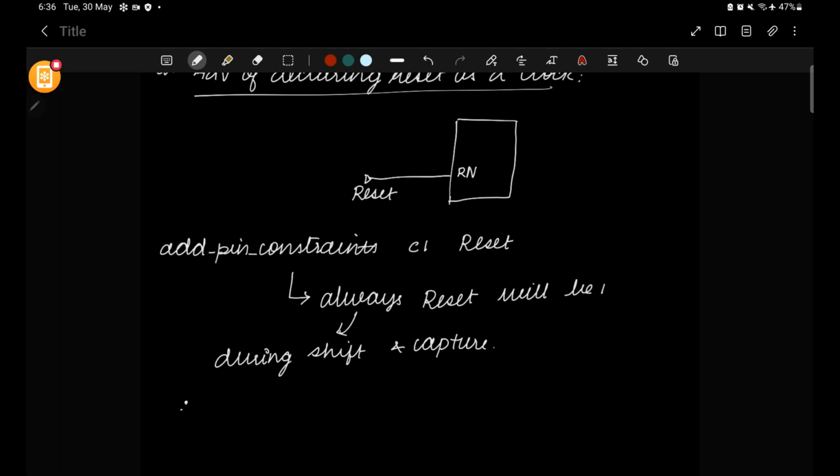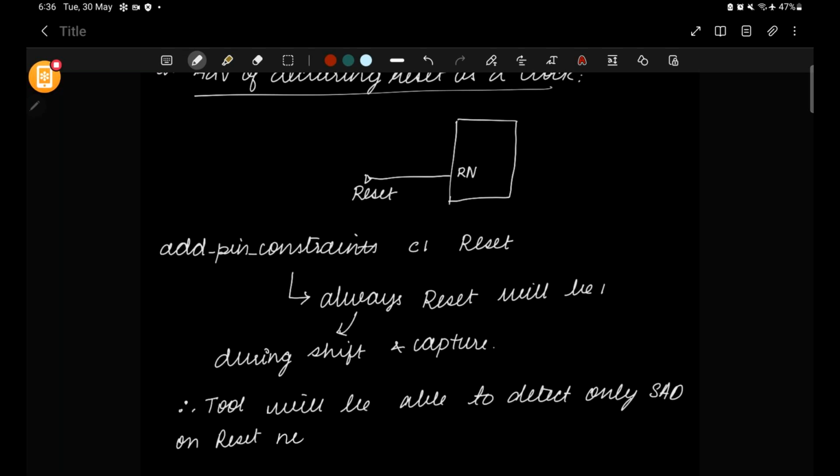So now what is happening? Always this reset net is 1. So the tool will be able to detect only stuck at 0 on the reset net, because it is always 1.